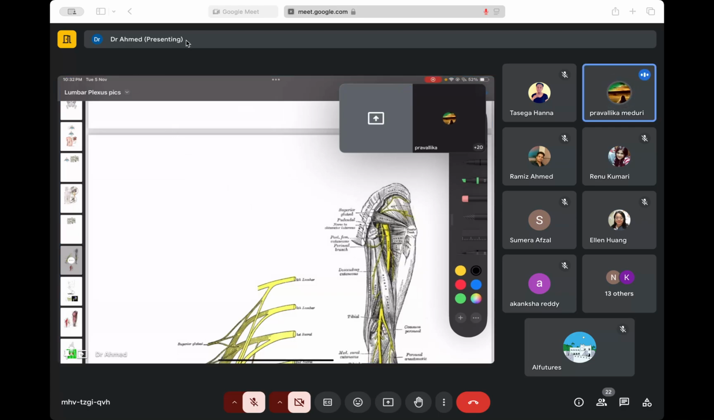Then the tibial nerve supplies the posterior aspect of the leg. It causes plantar flexion along with flexion of the toes, and sensory to the sole of the foot, heel and sole.